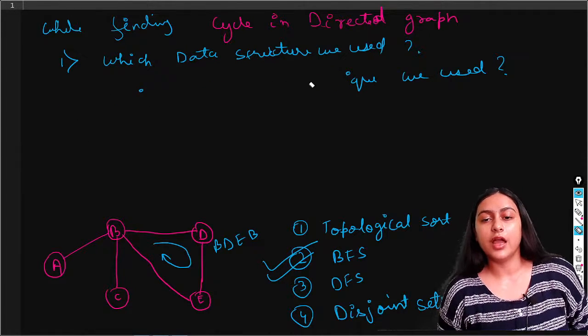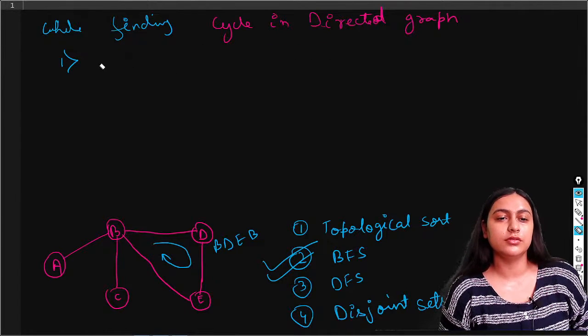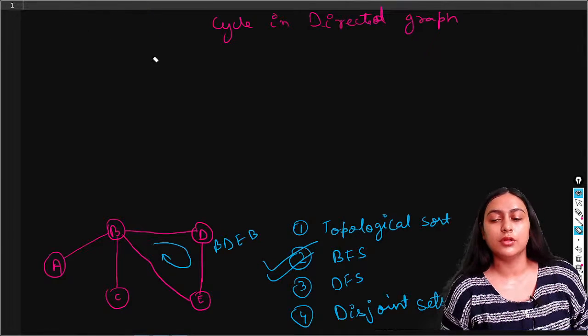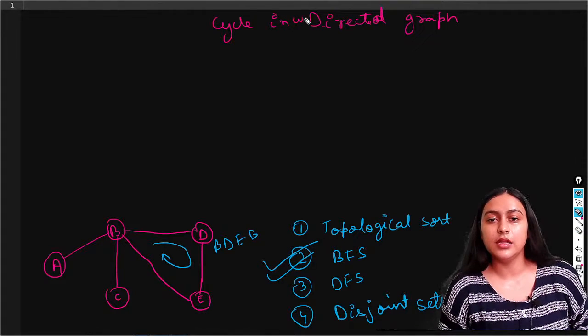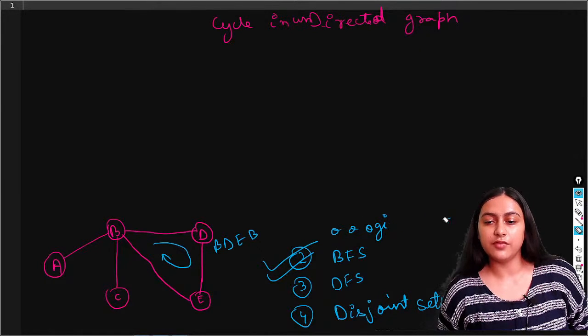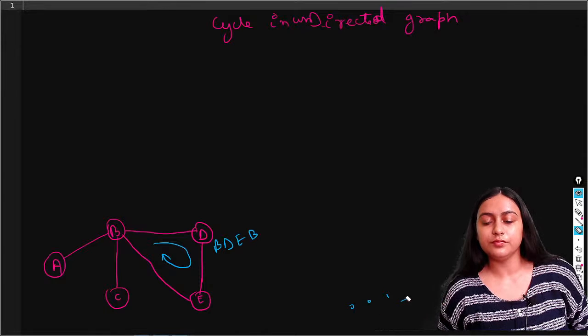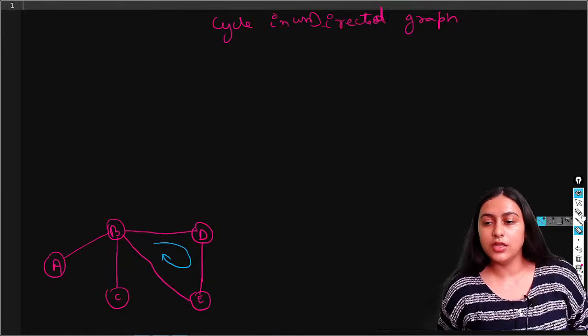Now I again have a question for all of you: in BFS traversal, which data structure do we use? Quickly tell me. Let me just name it with today's topic. Today's topic is finding cycle in undirected graph. So you can quickly tell me which data structure we use while doing BFS traversal, and then I will move to the algorithm. Okay, so now let's move to the algorithm.